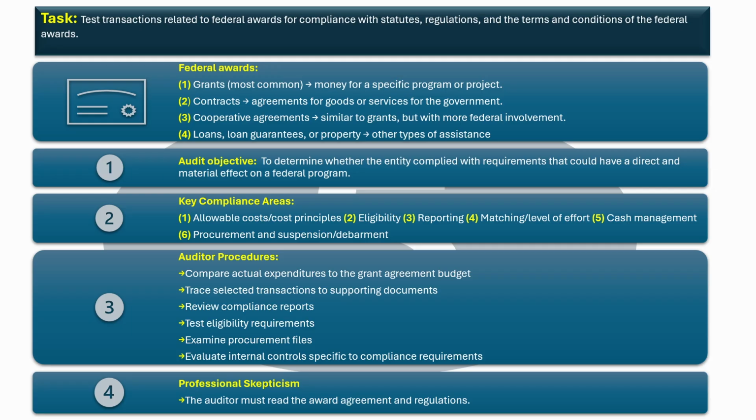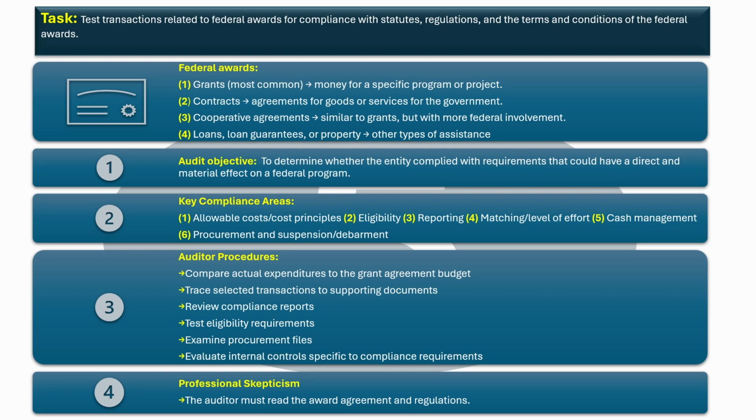They can take the form of grants, most common, money for a specific program or project, contracts, agreements for goods or services for the government, cooperative agreements, similar to grants but with more federal involvement, loans, loan guarantees, or property, other types of assistance. In short, federal awards are the government's way of funding entities outside the federal system to achieve policy goals.